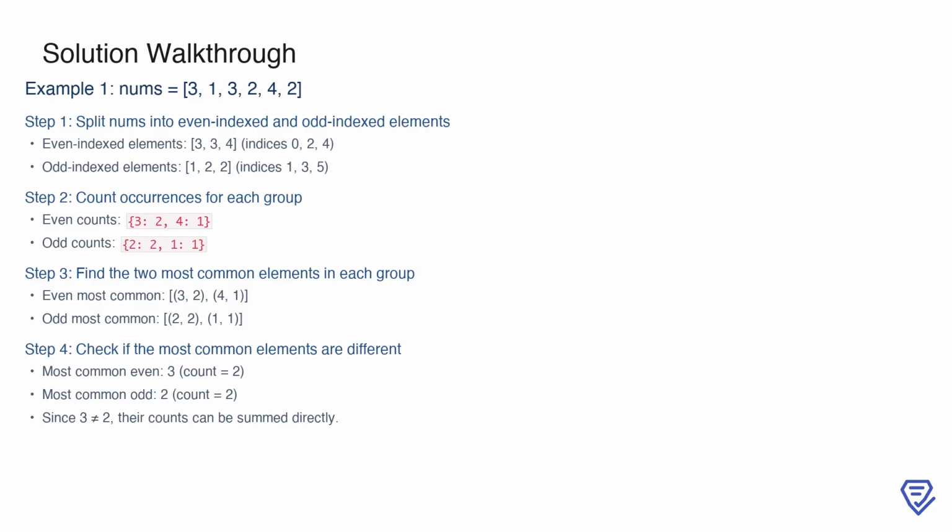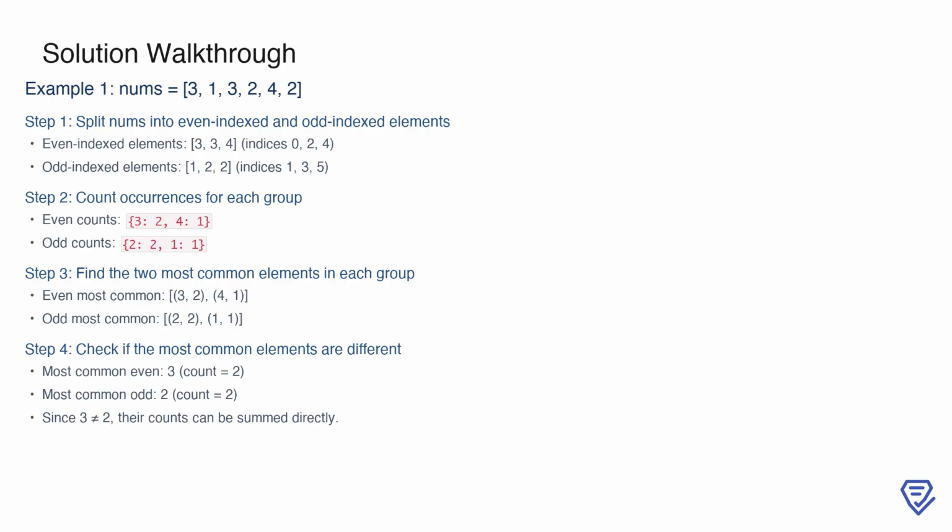For the even-indexed elements, the counts are 3, 2, 4, 1, meaning 3 appears twice and 4 appears once. For the odd-indexed elements, the counts are 2, 2, 1, 1, meaning 2 appears twice and 1 appears once. Based on these counts, we identify the two most common elements in each group. For the even-indexed group, the most common elements are 3, with a count of 2, and 4, with a count of 1. For the odd-indexed group, the most common elements are 2, with a count of 2, and 1, with a count of 1.